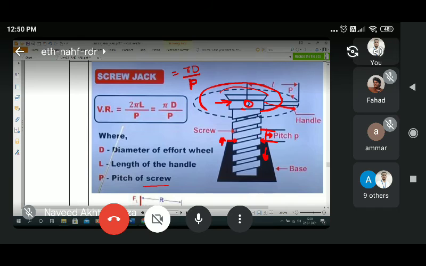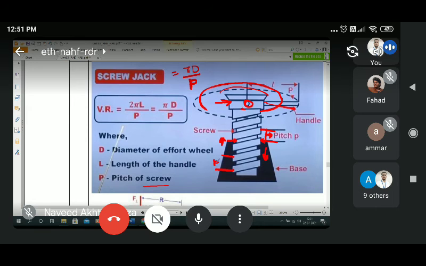So one motion of this is called the diameter of this thread, and one rotation is called the pitch, and the pitch is the distance from center to center of the threads. Okay, so this is called pitch.